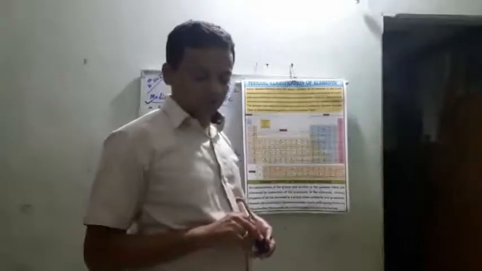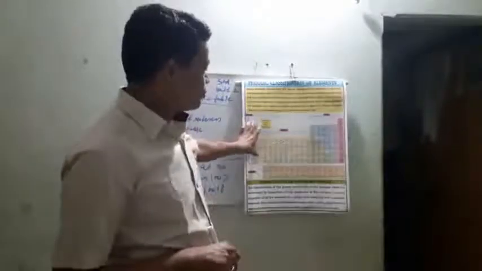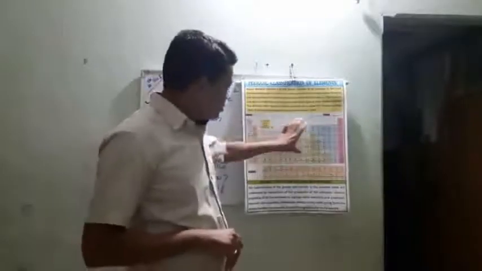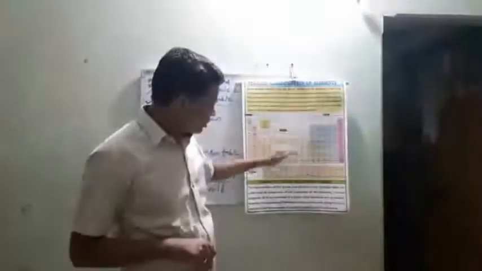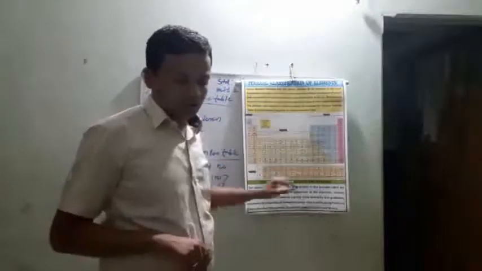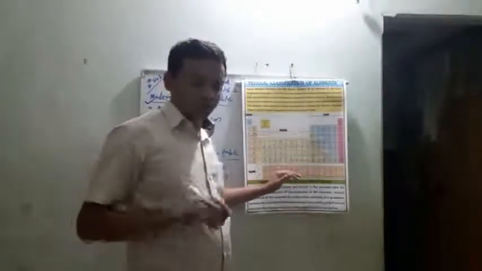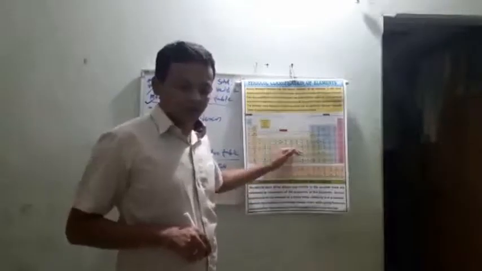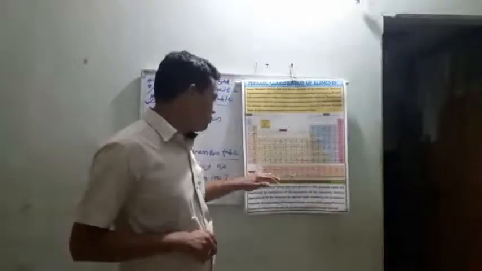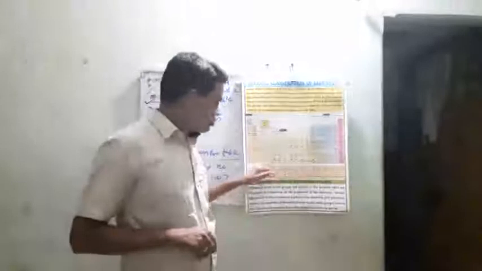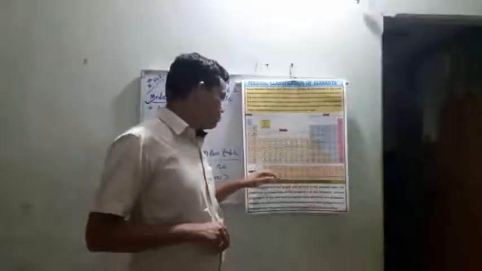Then there are 2 series of elements. If you observe this modern periodic table, there are 2 series of elements given below this table. These 2 series of elements are placed separately at the bottom of the periodic table, and these series are known as the lanthanide or actinide series.